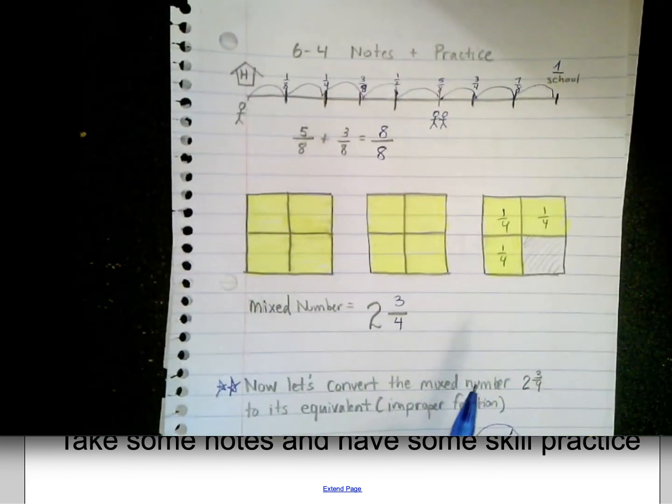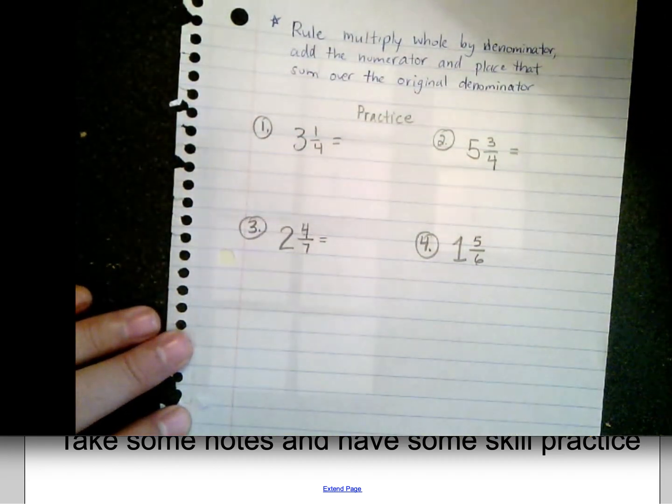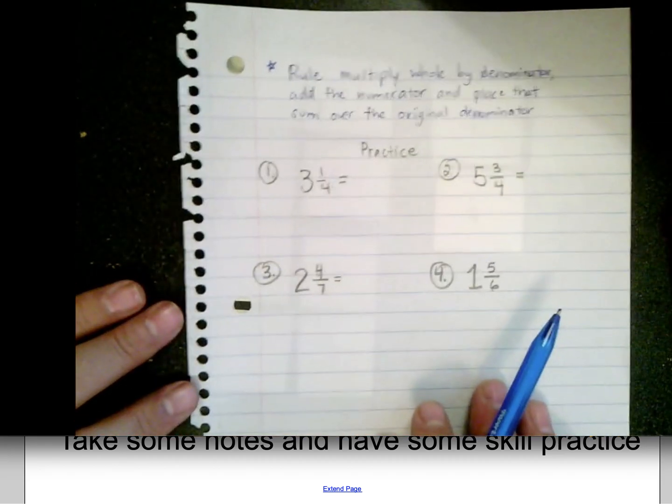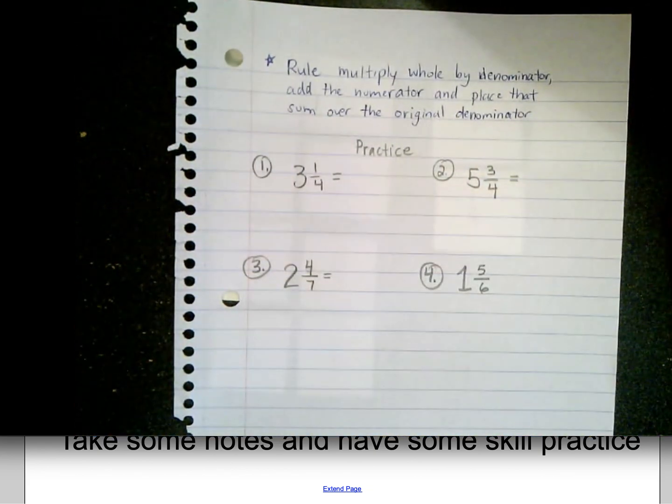What I'd like you to do now is go to the next page and create a practice page. I left the rule up here so you can push pause and write these in your notebook neatly. Please convert these 4 mixed numbers into improper fractions, remembering to multiply and add. Push pause.